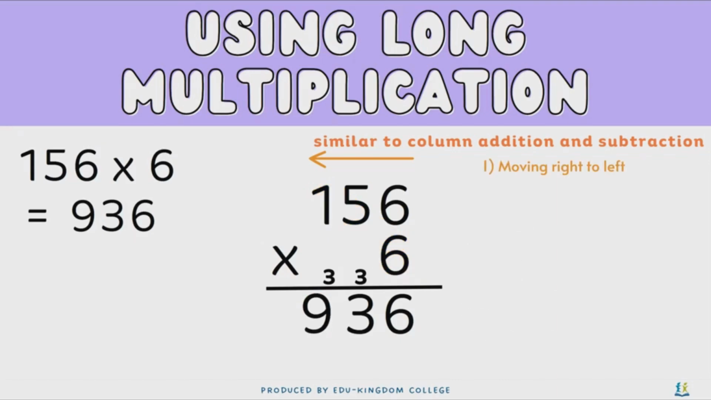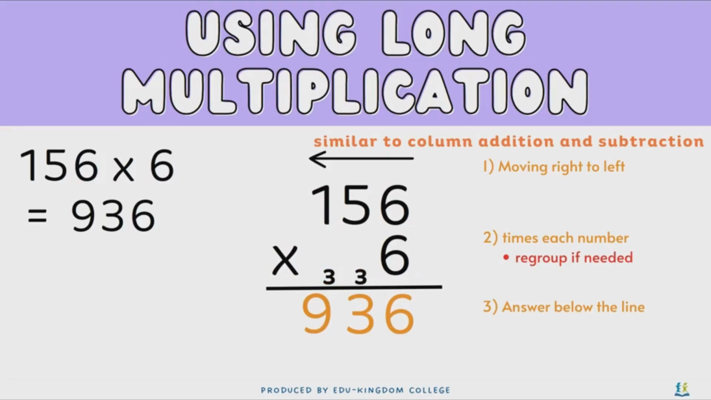Now that we've looked at the example, let's go through the steps on how it works. Once we put everything into the column, we have to work from the right to left. We times each digit of the first number by the second number. We regroup if it's needed, and put the answer below the line.